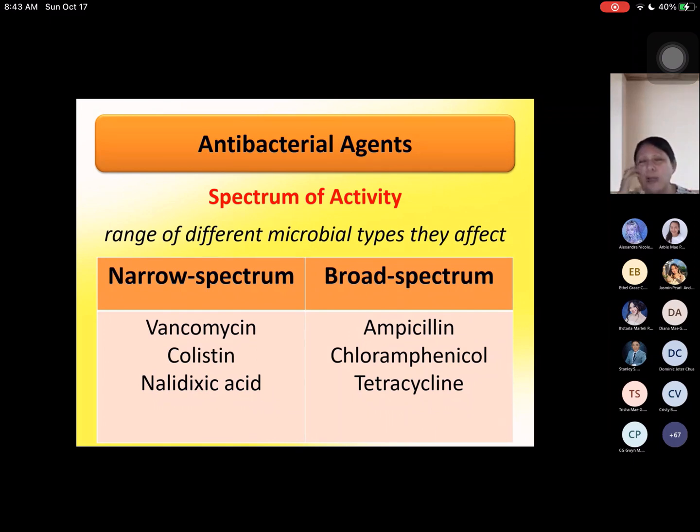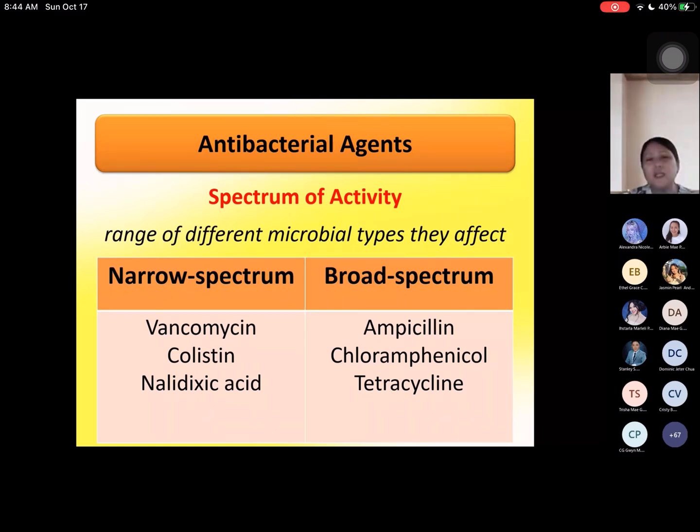Okay, so it is usually used only when the pathogen is not yet identified, but the therapy or the medication needs to be started. Just to make sure that you start destroying and killing the pathogen right away, they usually use the broad spectrum to start the therapy or medication. That's the difference between narrow spectrum and broad spectrum antibacterial agents.